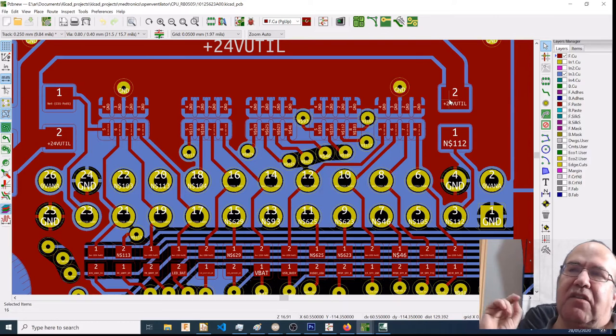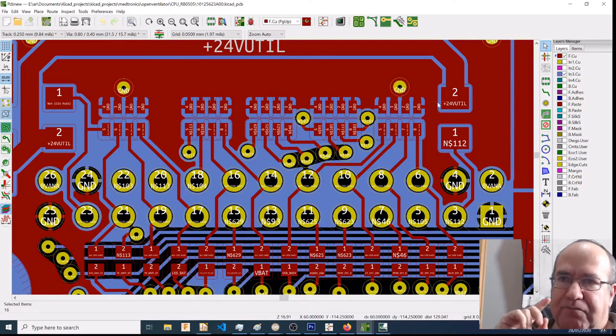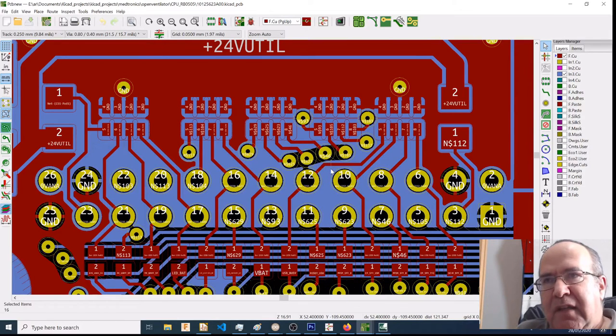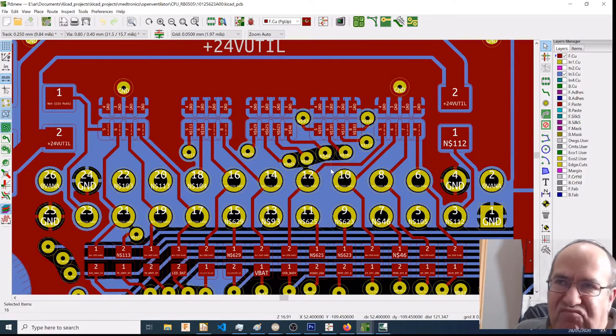One can see 24 volt util. It's the opposite end of the board to the O2 valve. And if you're not forced to do this, I don't think it should be done.